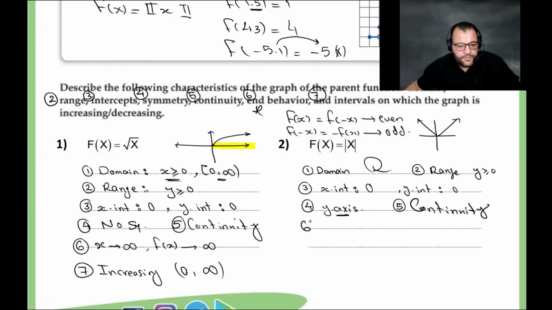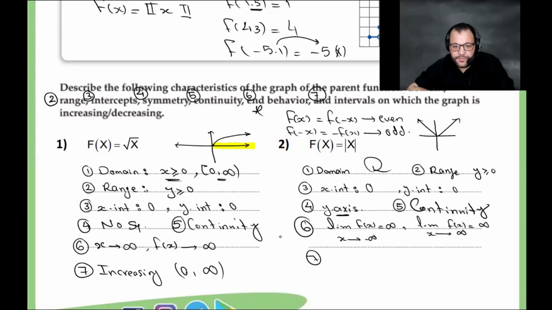Number 6. When x approaches negative infinity, y approaches positive infinity. Limit: when x approaches negative infinity, the function approaches positive infinity. Limit: when x approaches positive infinity, the function approaches positive infinity. I need number 7. Number 7.